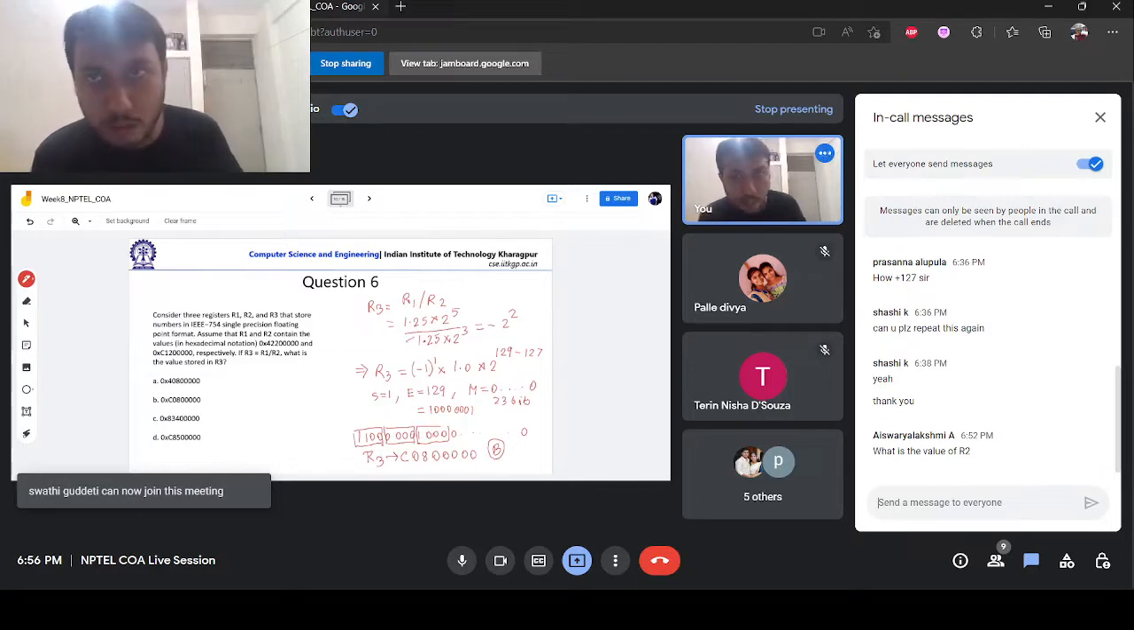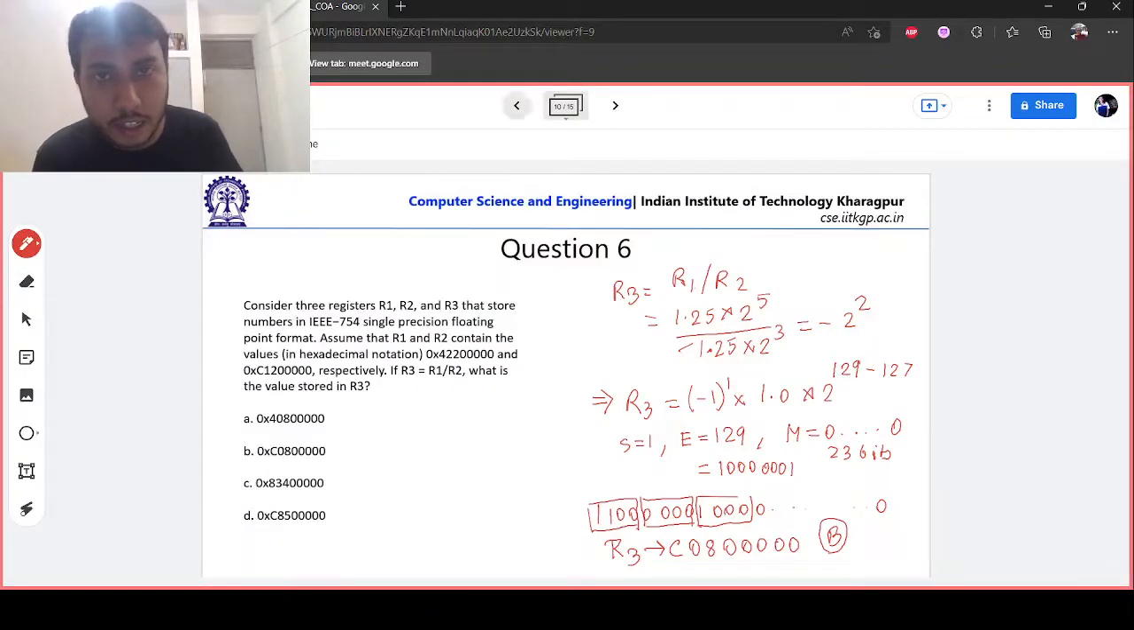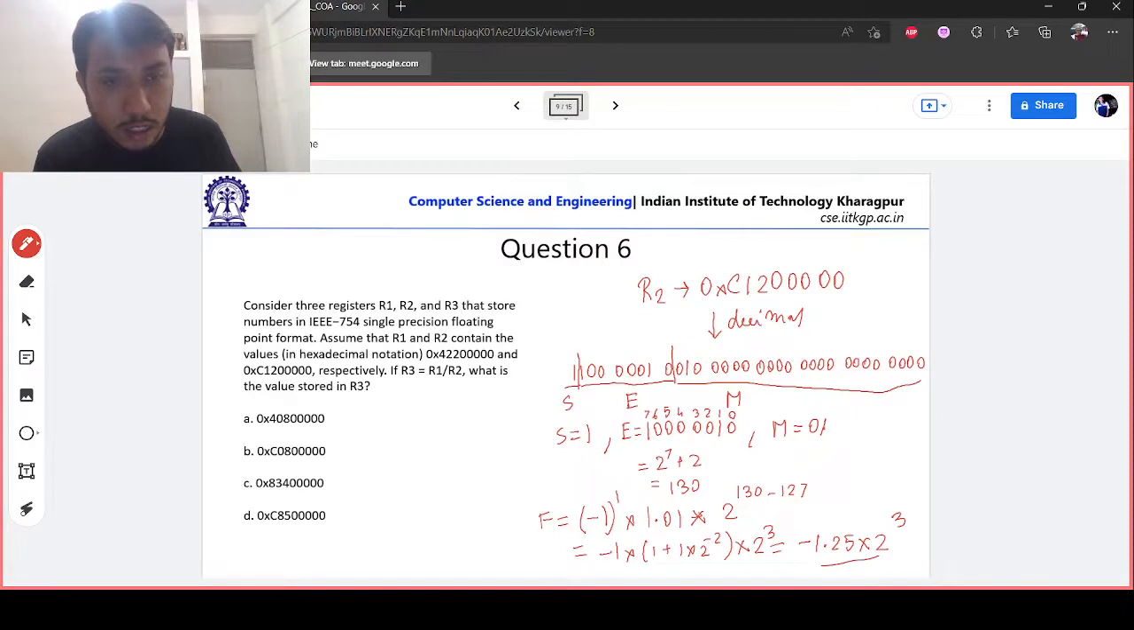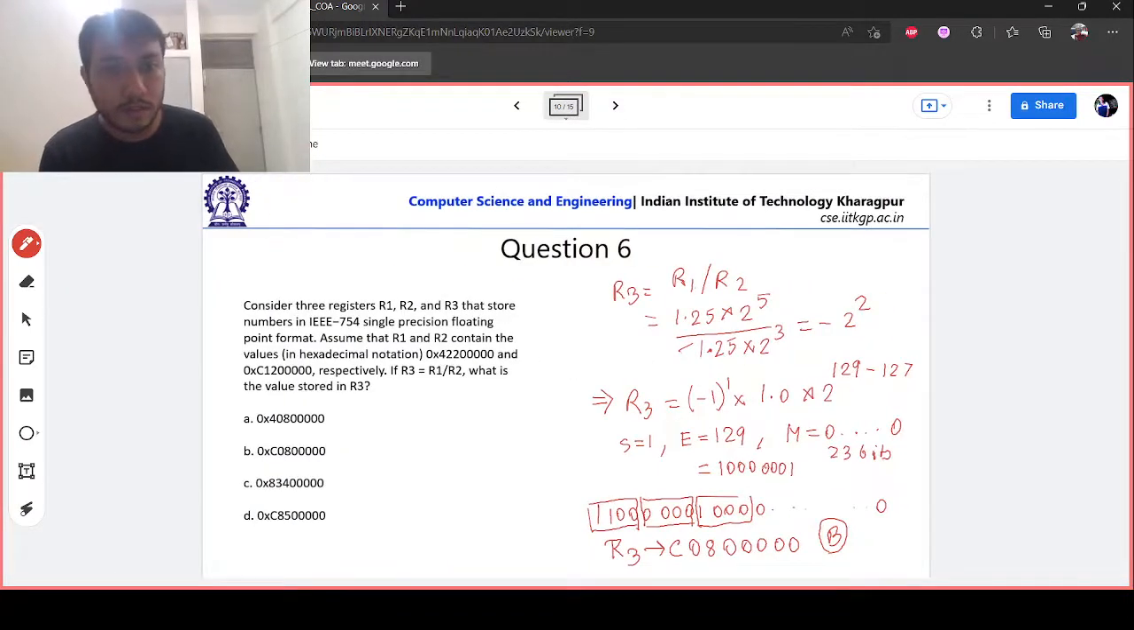What is the value of R2? R2 we calculated, right? Here we have calculated this value, right? Minus 1.25 into 2 to the power of 3. This is a lengthy process, but it will help you solve both problems at one time. The conversion of a floating point number to the corresponding decimal number, and the reverse one also, that is converting the decimal number to the corresponding floating point number.